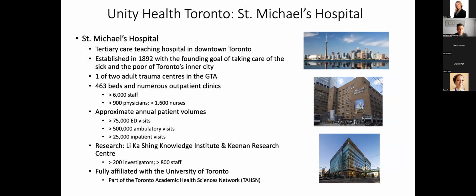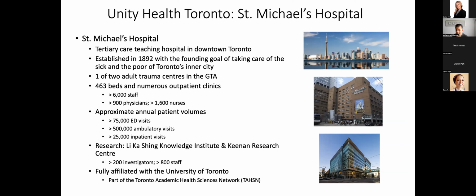The hospital that I come from is part of Unity Health Toronto, St. Michael's Hospital. We're a tertiary care teaching hospital in downtown Toronto, established in 1892. We're basically Toronto's inner city hospital. We're one of 2 adult trauma centers in the greater Toronto area. We have about 500 beds, over 6,000 staff, over 900 physicians, over 1,600 nurses.